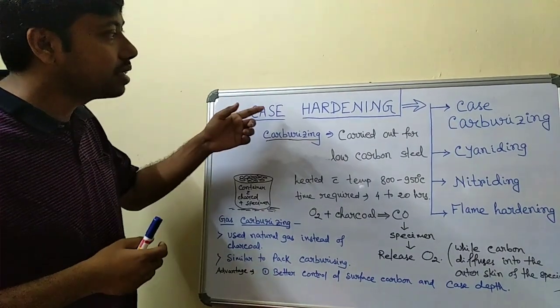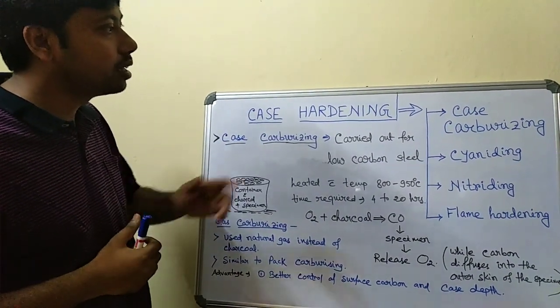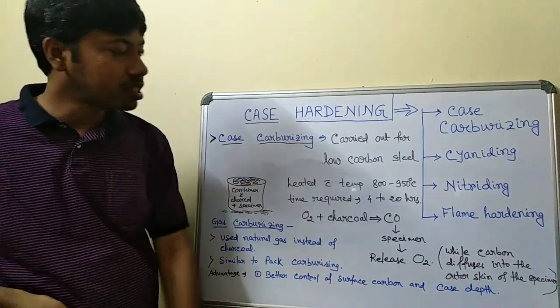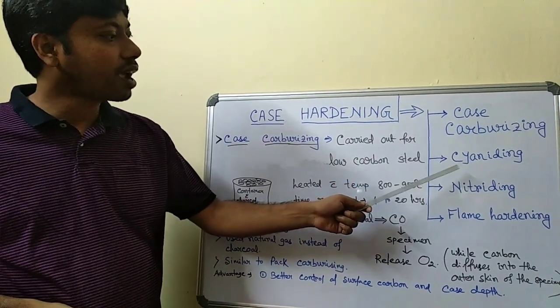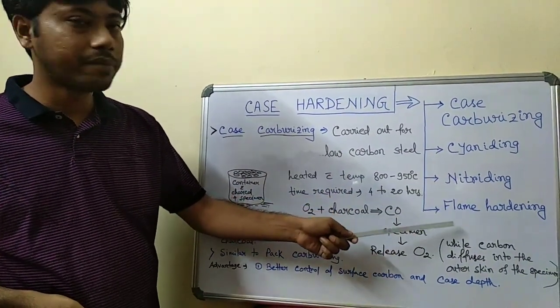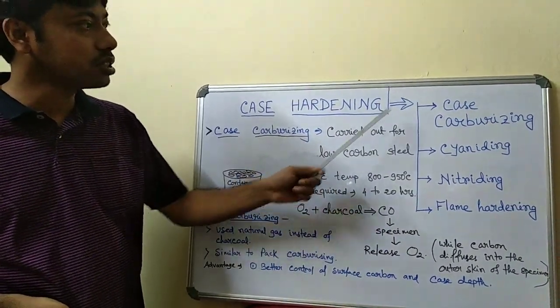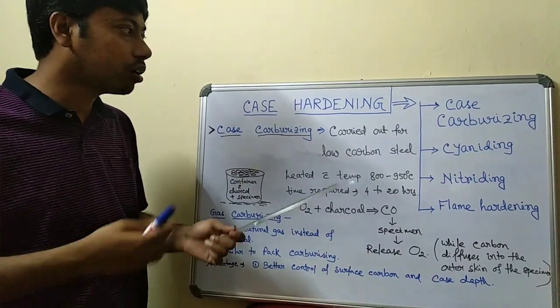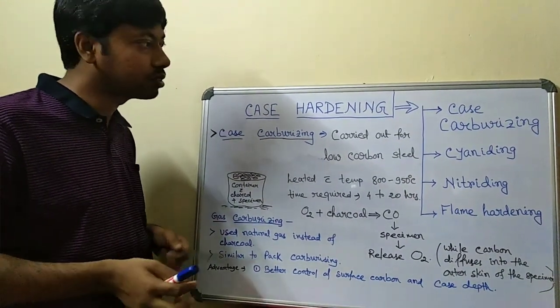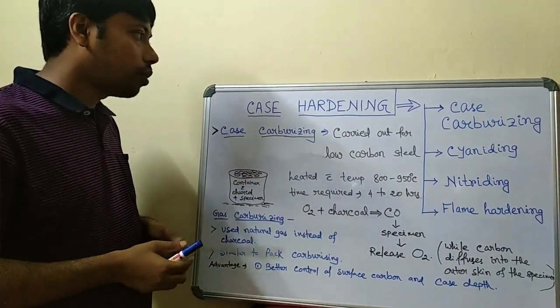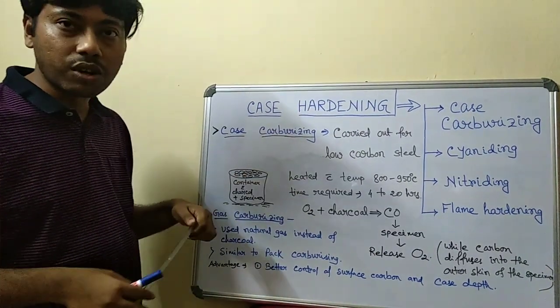Case hardening is basically done by four processes: case carburizing, cyaniding, nitriding, and flame hardening. So these are the four processes by which you can do case hardening. Depending on your conditions and applications, you can use one of them. First, we will discuss case carburizing.